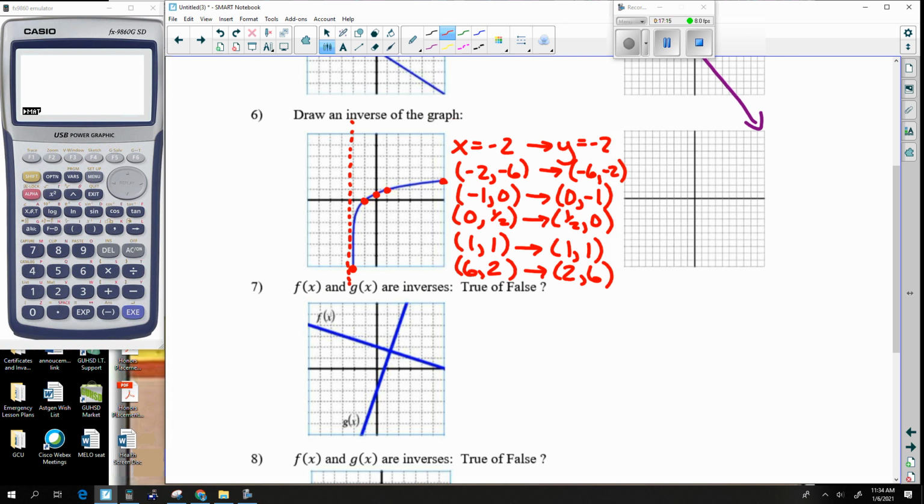All right, so the uncrossable line in this situation is y = -2. I have definite points at (-6, -2), (0, -1), (1/2, 0), (1, 1), and (2, 6).